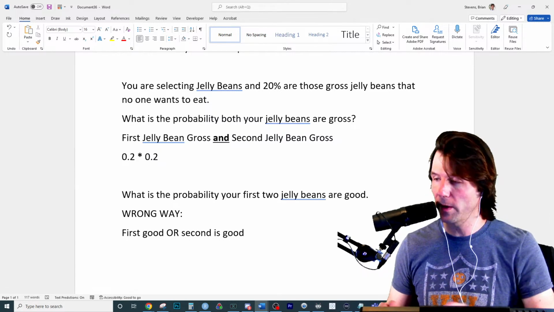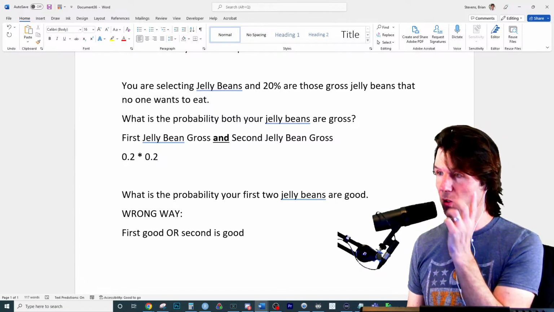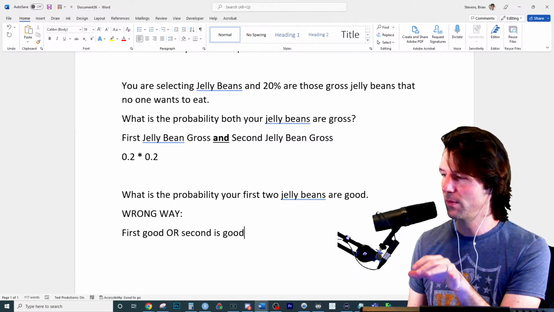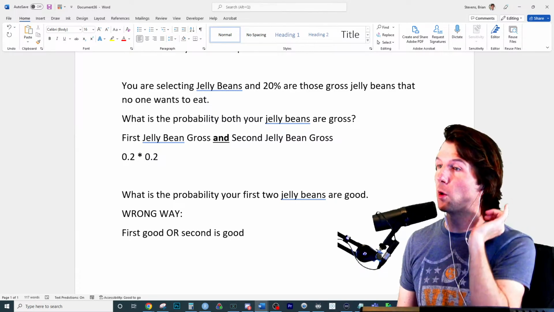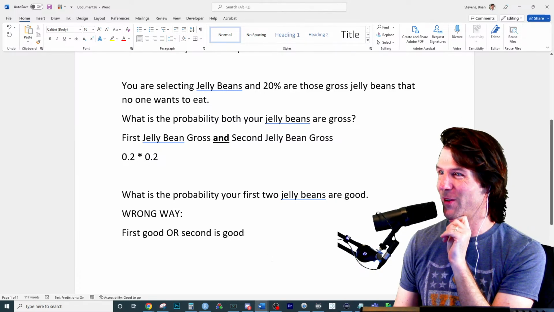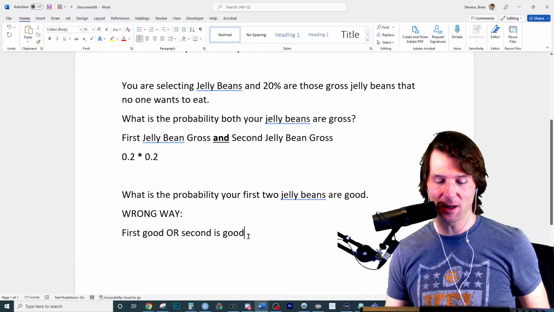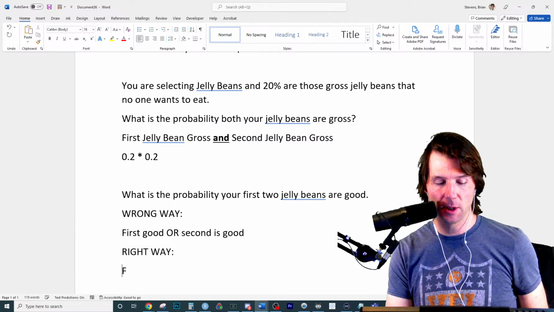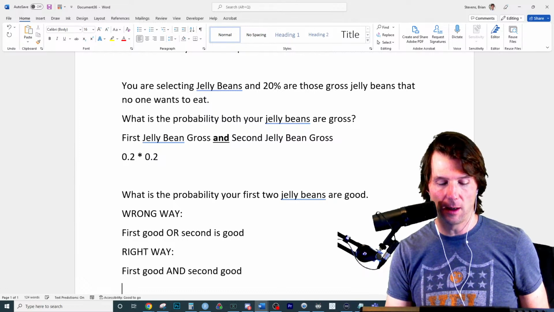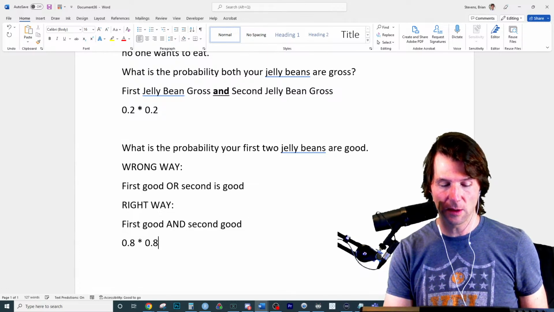And what are you going to notice? This is the wrong way of doing it, so you wouldn't do it this way. This is your first is good or the second is good. So Brandon, you are doing it correctly, because this is the wrong way. And Elizabeth, you are doing it correctly. I can't trick you guys today, because this should be multiply. The right way is to find out the first is good and the second is good, and that would just be the multiplication of probability of good times probability of good right there.